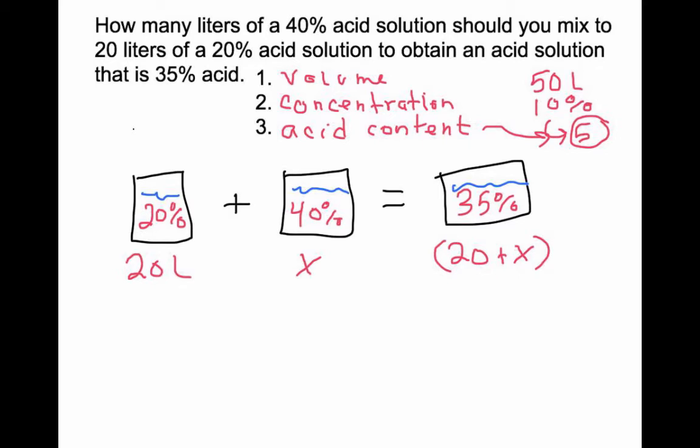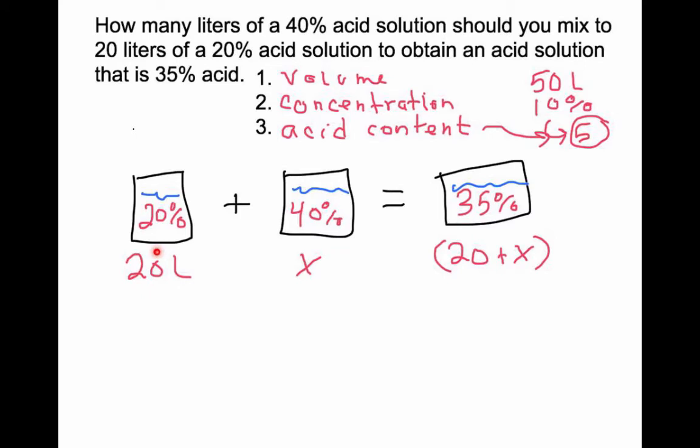Right, let me say that again. In this case, I know I have 20 liters here. I don't know what this is, an unknown quantity, so I'll call that x. And then when I add these two together, I'm going to get my final volume of 20 plus x. Now finally, what I need to do is to consider the acid content.